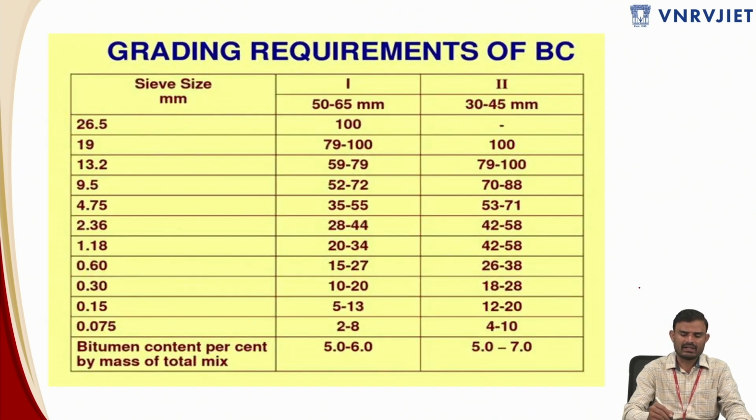And then these are the grading requirements of bituminous concrete, which is nothing but a wearing course of BC1 type and BC2 type. This is a thickness of 50 to 65 mm. In the previous lecture I mentioned this as sieve size. Just make a correction.